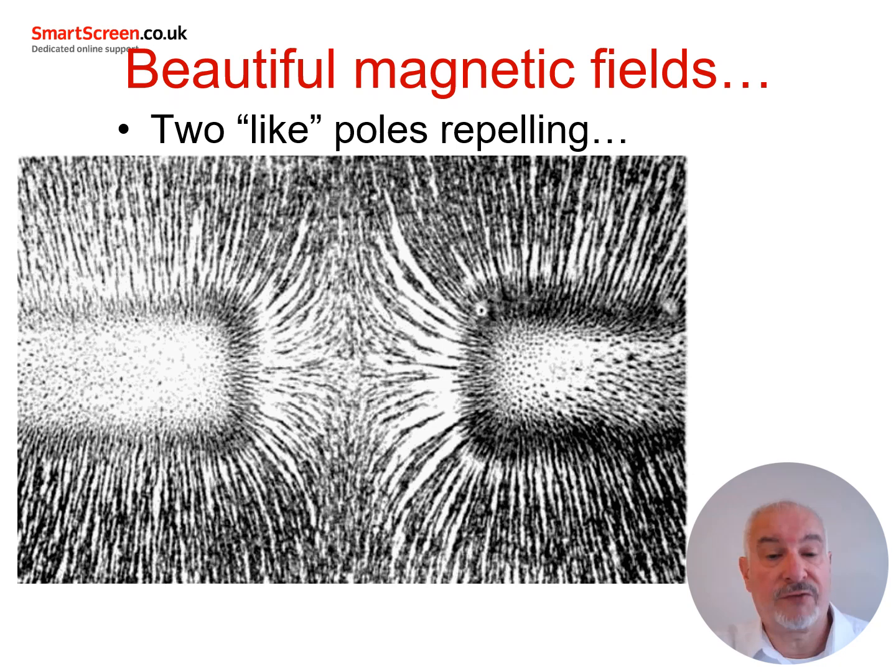So this is a bit of a different one. This is where we've got two like poles repelling. So the two magnets have been positioned so that either the north pole of one is facing the north pole of the other magnet, or it's the other way around. It could be the south pole facing the south pole. So we've got like poles repelling, and that's a fact of magnetism, is that like poles repel. South repels south and north repels north.